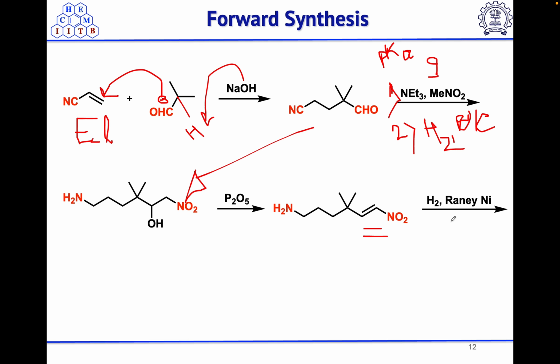So what types of functional groups are present in this system to get reduced? First is the nitro group, which can undergo reduction, as well as this olefin, which can also undergo reduction. So basically, you'll get this product. And if you remember correctly, this is our target molecule.